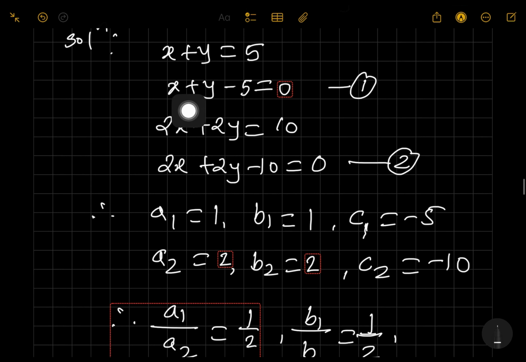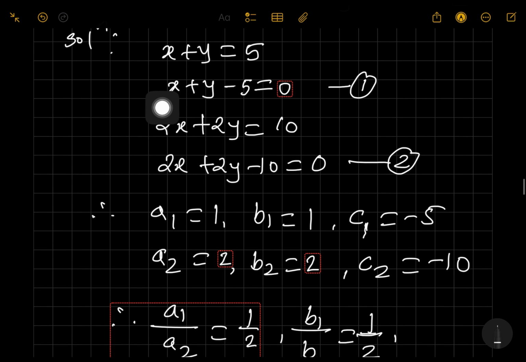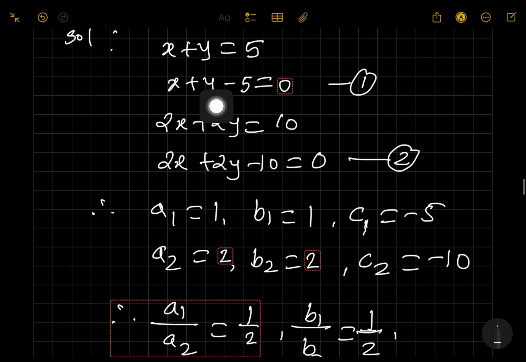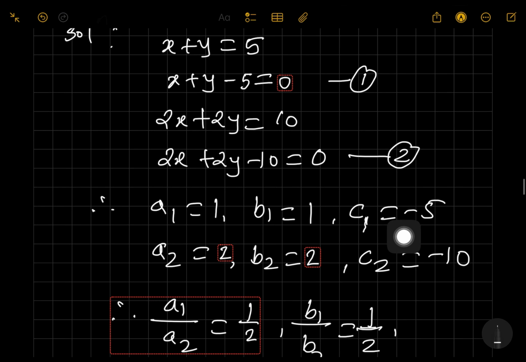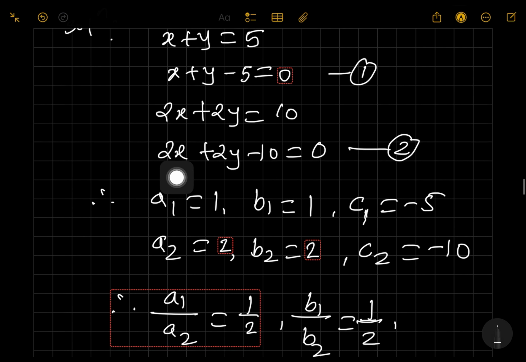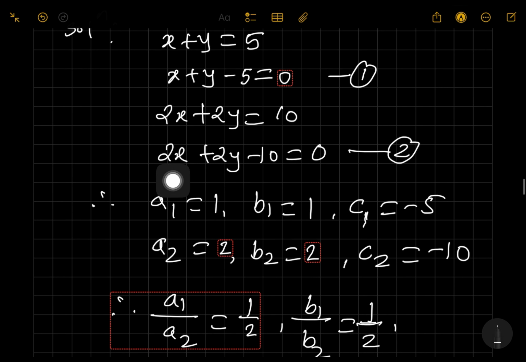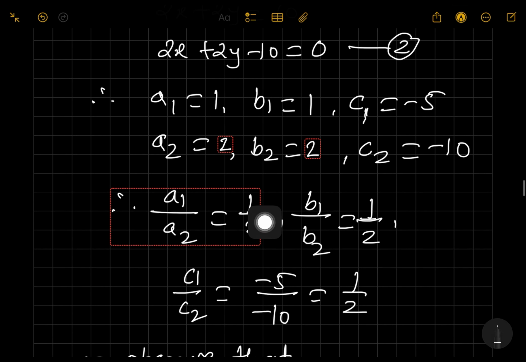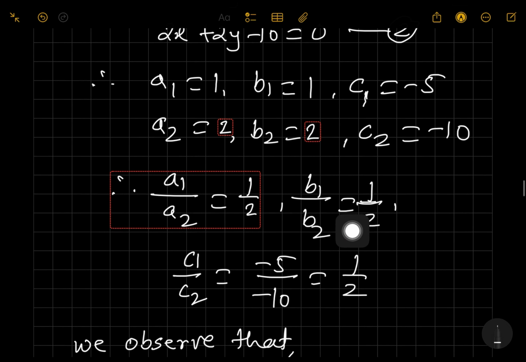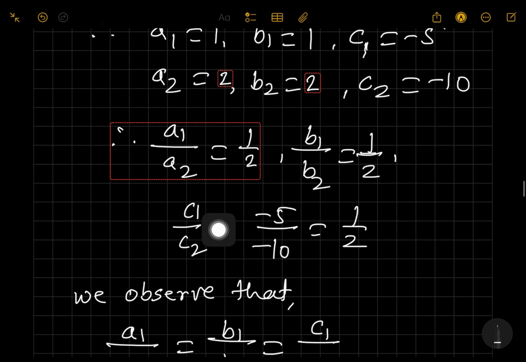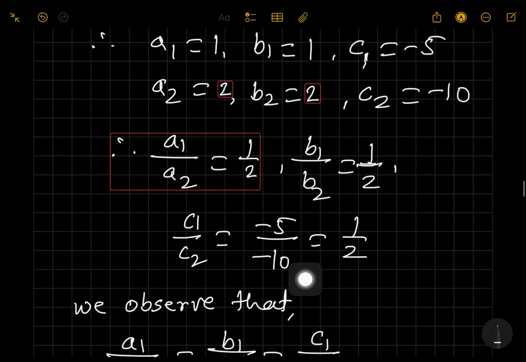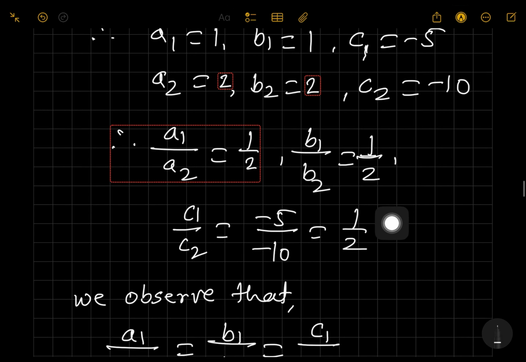First consider the first equation. Here there is no coefficient for x and y, and no coefficient means the coefficient is 1. So a1 is 1, b1 is 1 and c1 is minus 5; you have to write the minus sign. Now consider the second equation: 2x is given, so a2 equal to 2, b2 equal to 2 and c2 equal to minus 10. Now take the ratios. a1 upon a2 is 1 upon 2, b1 upon b2 is 1 upon 2, and c1 upon c2 is minus 5 upon minus 10, which is 1 upon 2. All three ratios are the same.